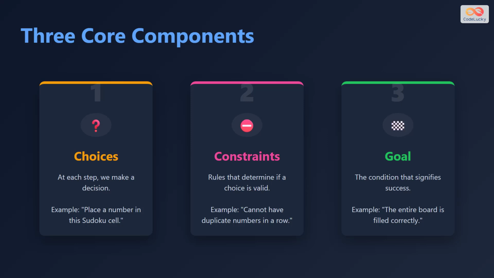Every backtracking problem is built on 3 pillars. First, choices. At every step, you must make a decision, like placing a number in a Sudoku cell. Second, constraints. These are the rules that tell you if a choice is allowed, like ensuring no duplicate numbers exist in a row. And third, the goal. This is the condition that tells you when you have successfully solved the problem.